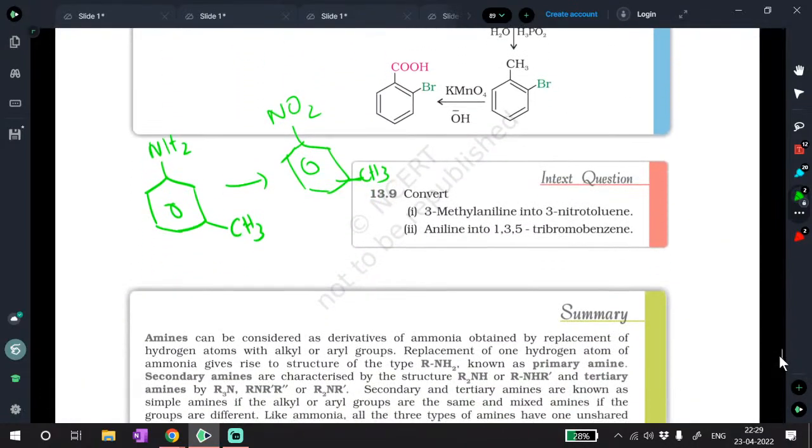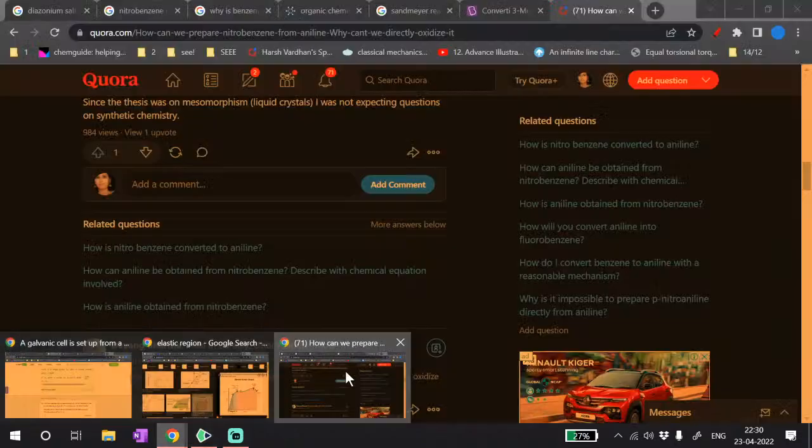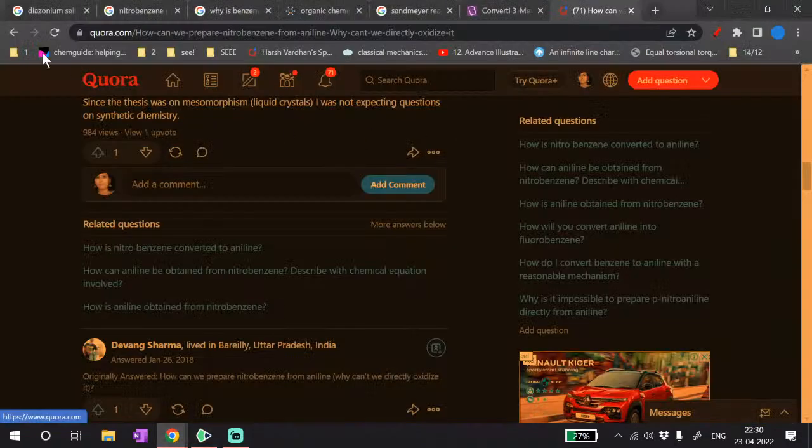So aniline into 1,3,5-tribromobenzene. First, you add bromine water to aniline and you get tribromoaniline. Then what you have to do? You have to reduce it by H3PO2 to get the arene, benzene. Like that.